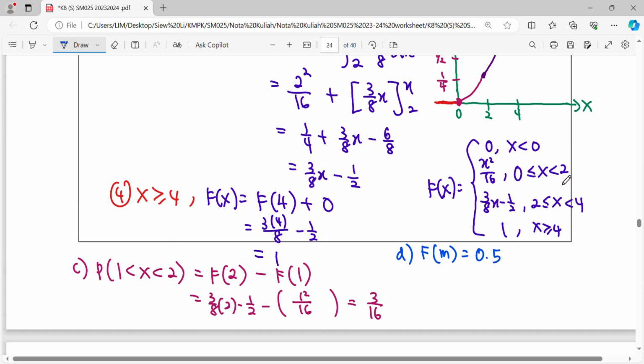In this interval, the maximum value is 2. What is your F(2) here? 2 squared over 16, right? 1 over 4. So does this reach the median? So your median is not in this interval. So when I come to here, when I put F(4), what happened? 1 already, correct? So my median will be on the interval 2 until 4. So therefore, 3 over 8 m minus 1 over 2 must be accumulated up to 0.5 probability to find out the median value. So what is your m?